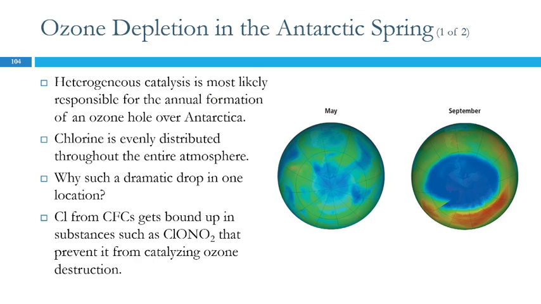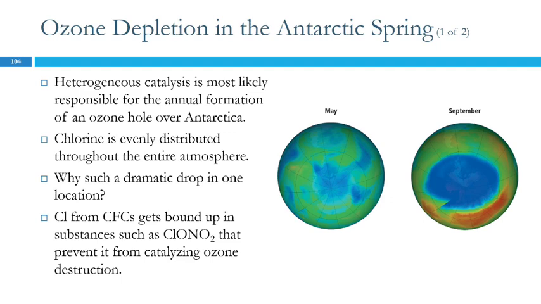Does it only happen in September? It only happens in the Antarctic spring. So Antarctica is on the other side, and so when we have winter, they have summer, and when we have fall, they have spring. And it happens in the spring down there, which is going to be September, October-ish.